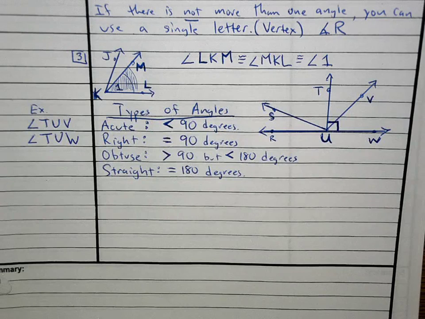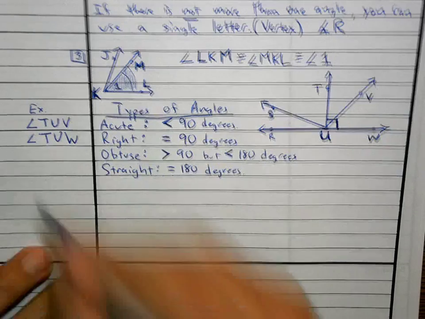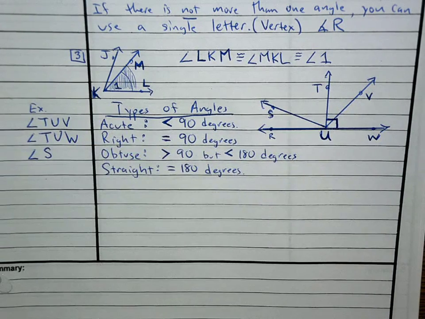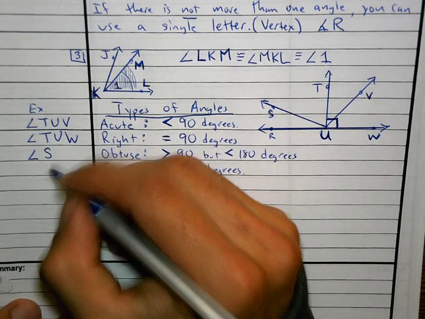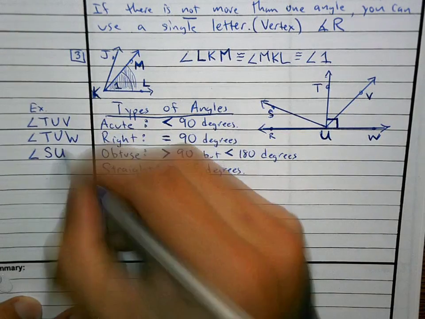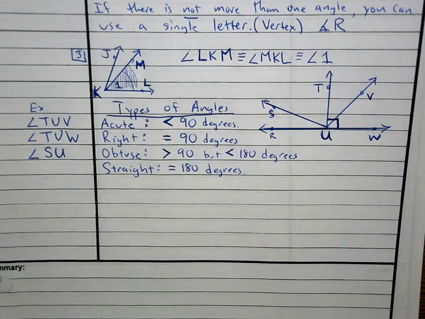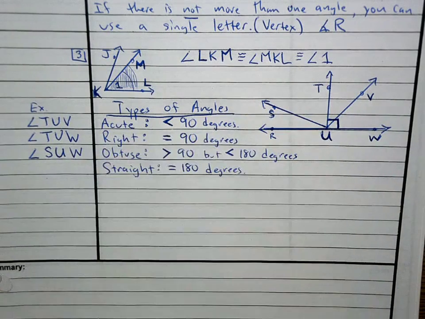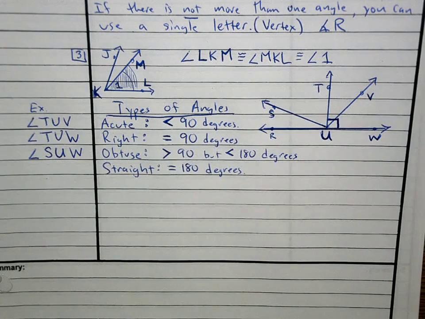Okay, I need an obtuse angle. Greater than 90, but less than 180. And I want you to start with the letter S. What's the next letter? Say it. U. And the last letter. You could say V, you could say W. Both look greater than 90 degrees. I'm going to put W is fine. You could use both examples if you would like.